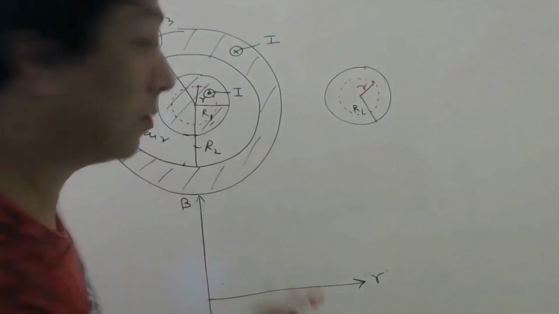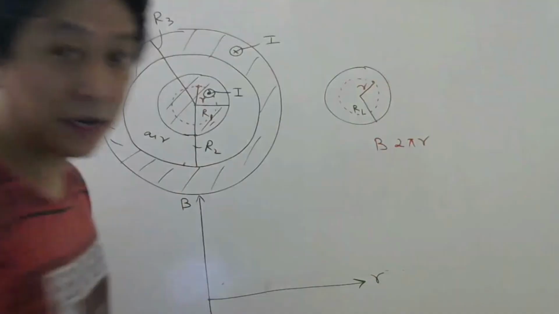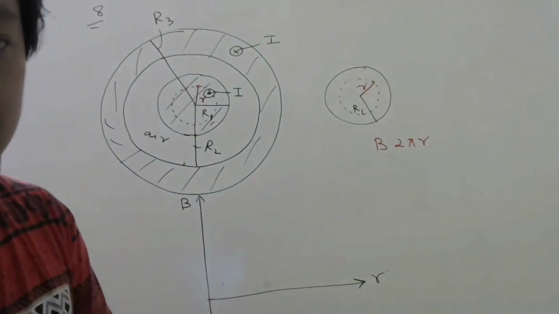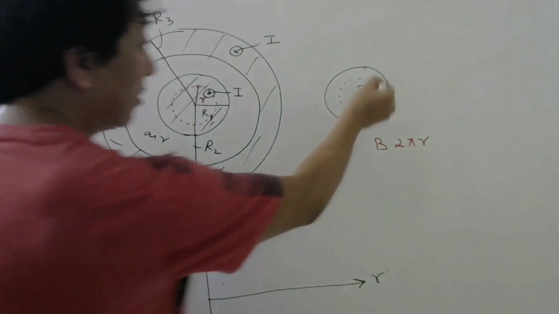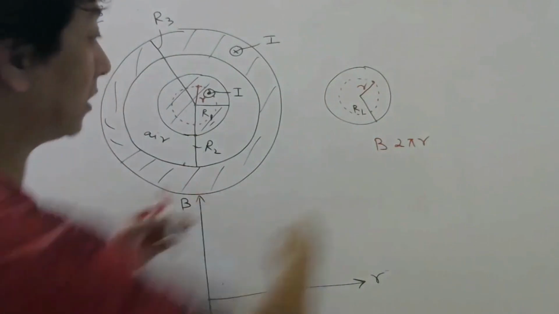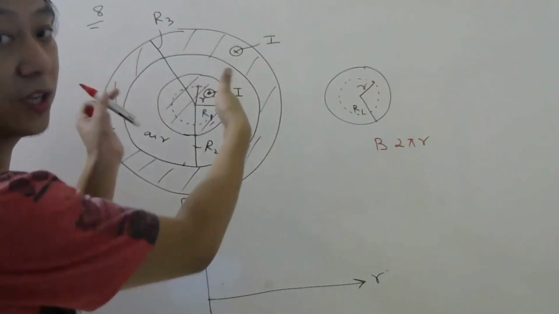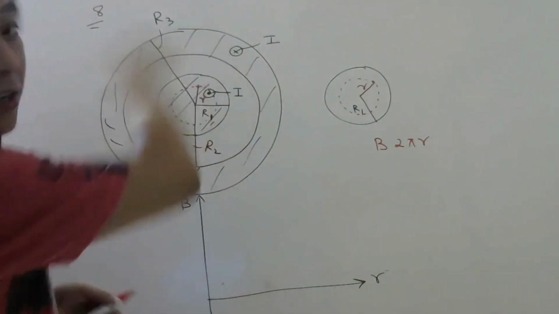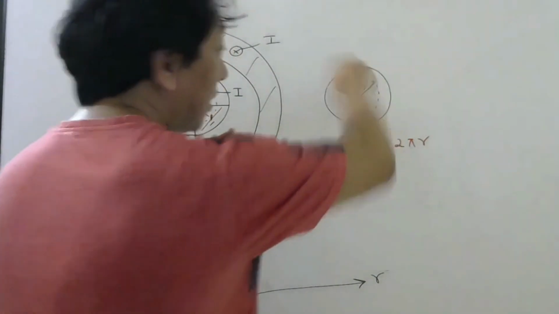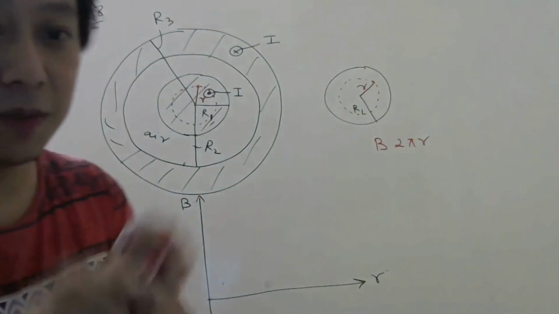Now the left side will be what? B into 2 pi r, right? Integral of B dot dl. So dl is along the loop, and since the magnetic field will be circular only because the currents are either coming out or going in, the magnetic field, even if it is there or not there, has to be circular. So magnetic field here is circular, loop is also circular, so B and dl will be in the same direction.